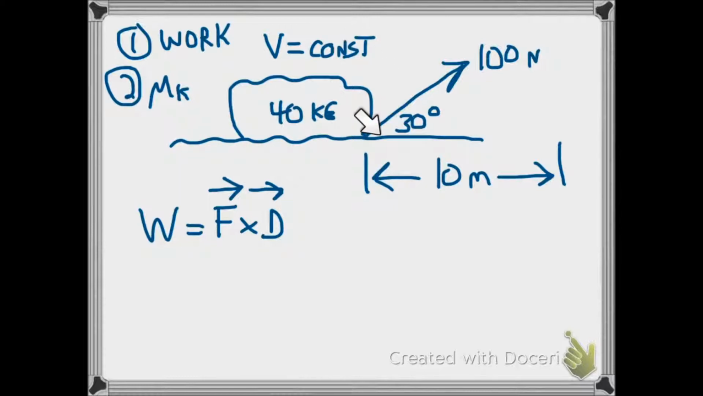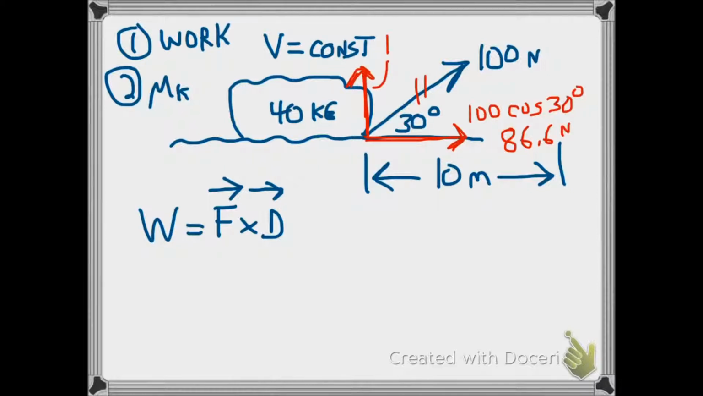The problem we have is the 100 newton force is not in the direction that the displacement is. So we're going to break that into components. We're going to break it into the cosine component, which is in the x direction. That would be 100 cos 30, which has a value of 86.6 newtons. And then in the y direction, we have 100 times the sine of 30, and that would be, of course, 50 newtons.